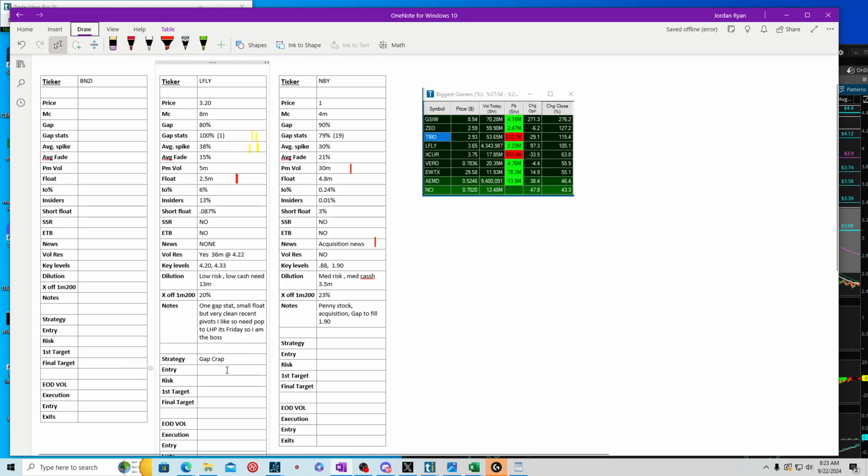Entry would be spike to lower high position, or trigger at key level below lower high position if you want. Now, I don't do that on Friday, but you can. Risk depends. Either pre-market high if we get to lower high position, or above trigger candle.